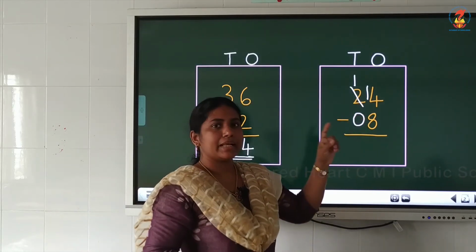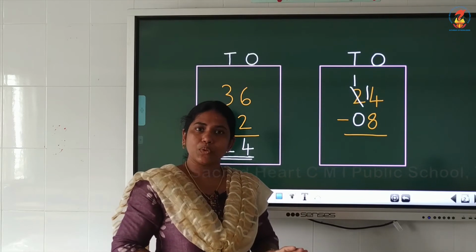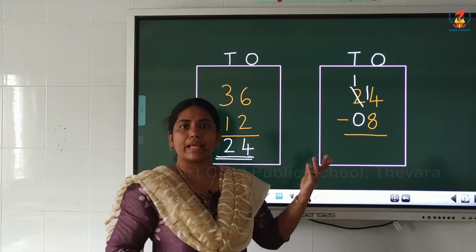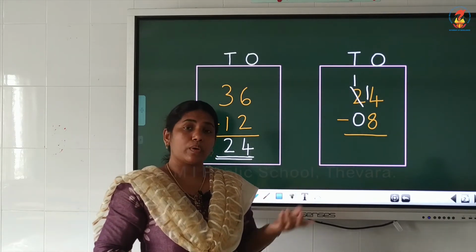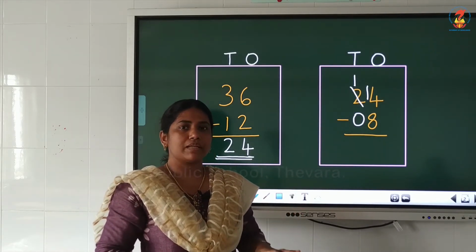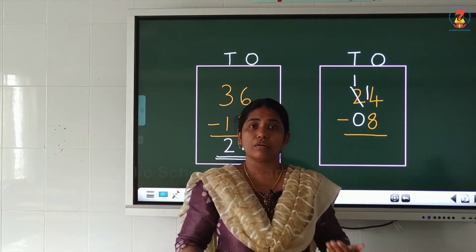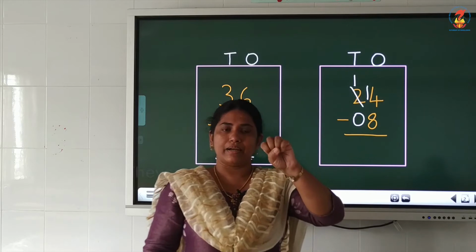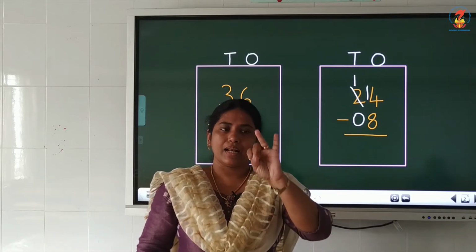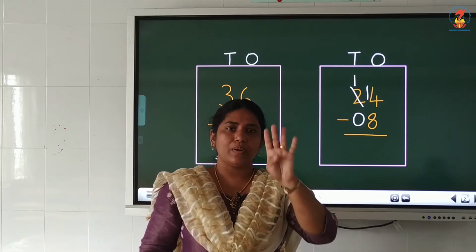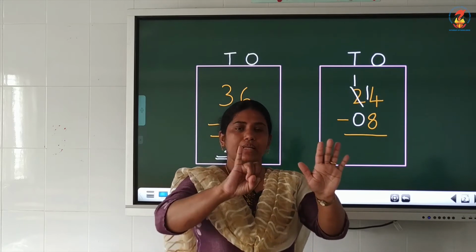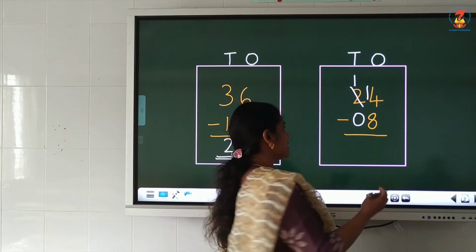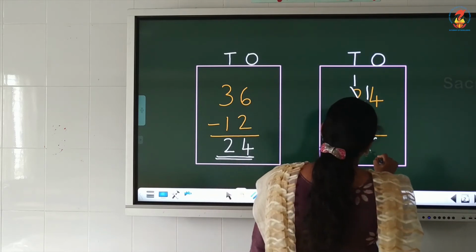and the down number is 8. So the top number is big, the down number is small. Now we can subtract. Okay, how will we subtract? As usual, we will start counting after the small number. So after 8: 9, 10, 11, 12, 13, 14. How many fingers do I raise now? 6. So 6 is the answer.